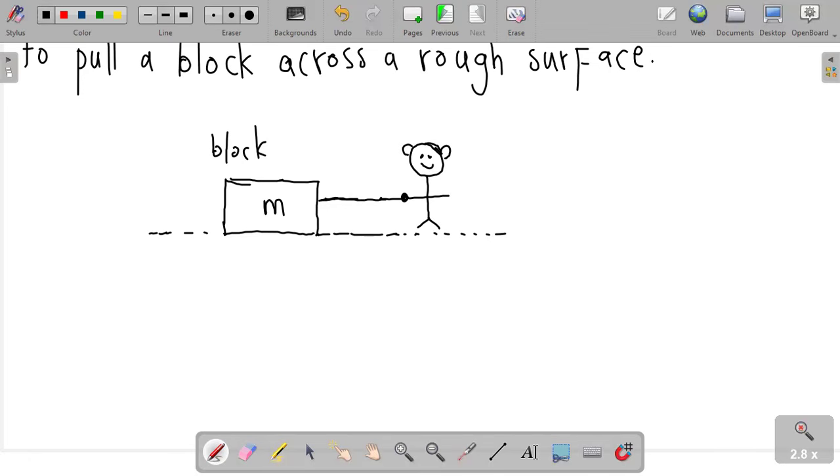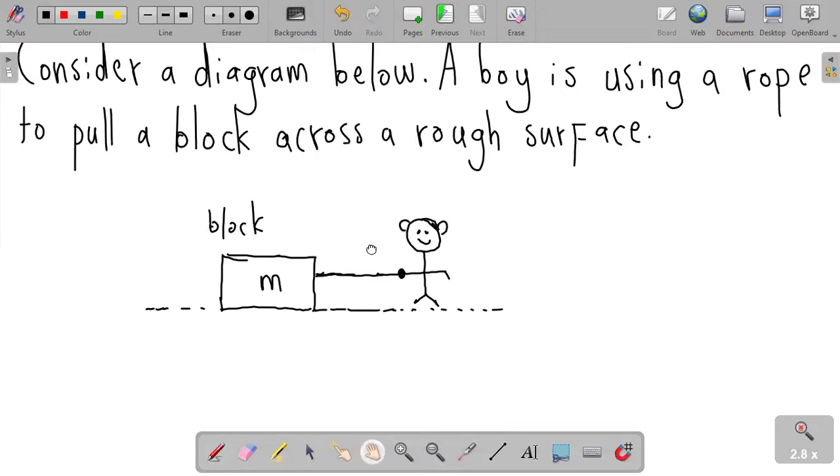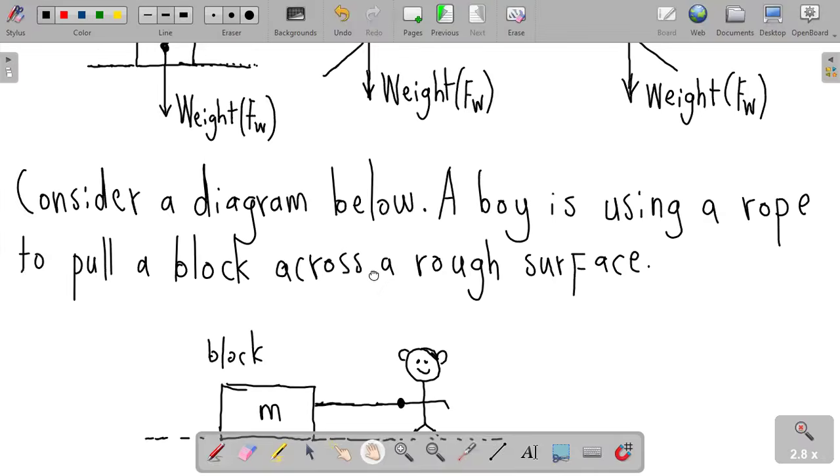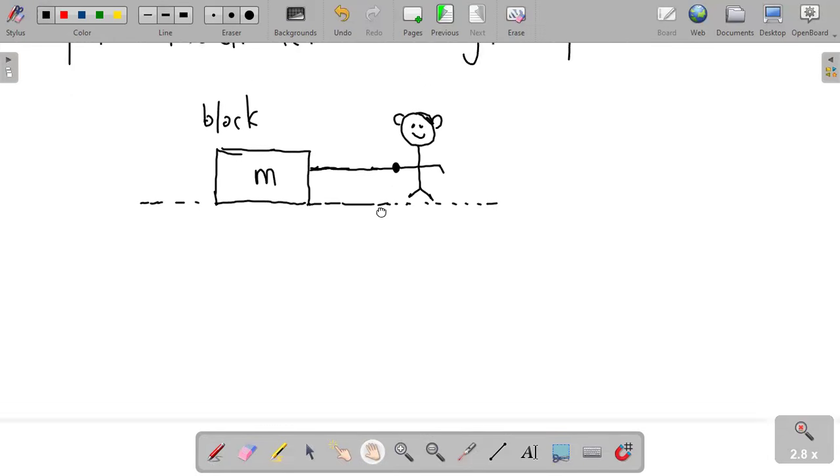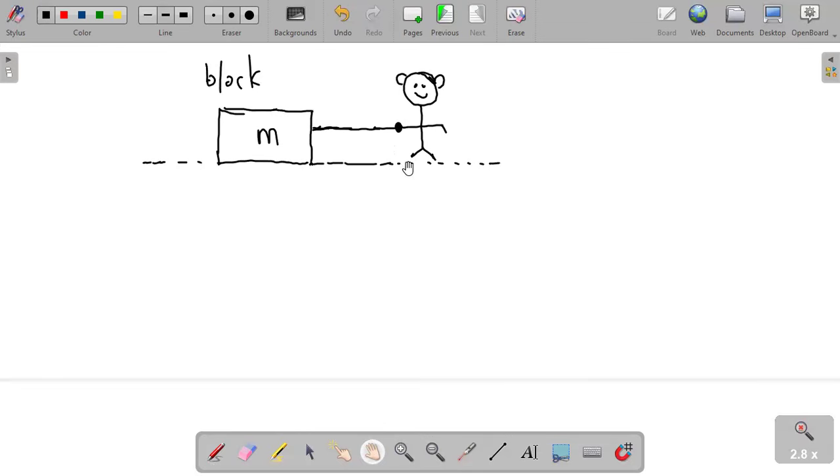So it is being pulled. So a rope is being used here. So now, what will happen? How do we represent the forces acting?